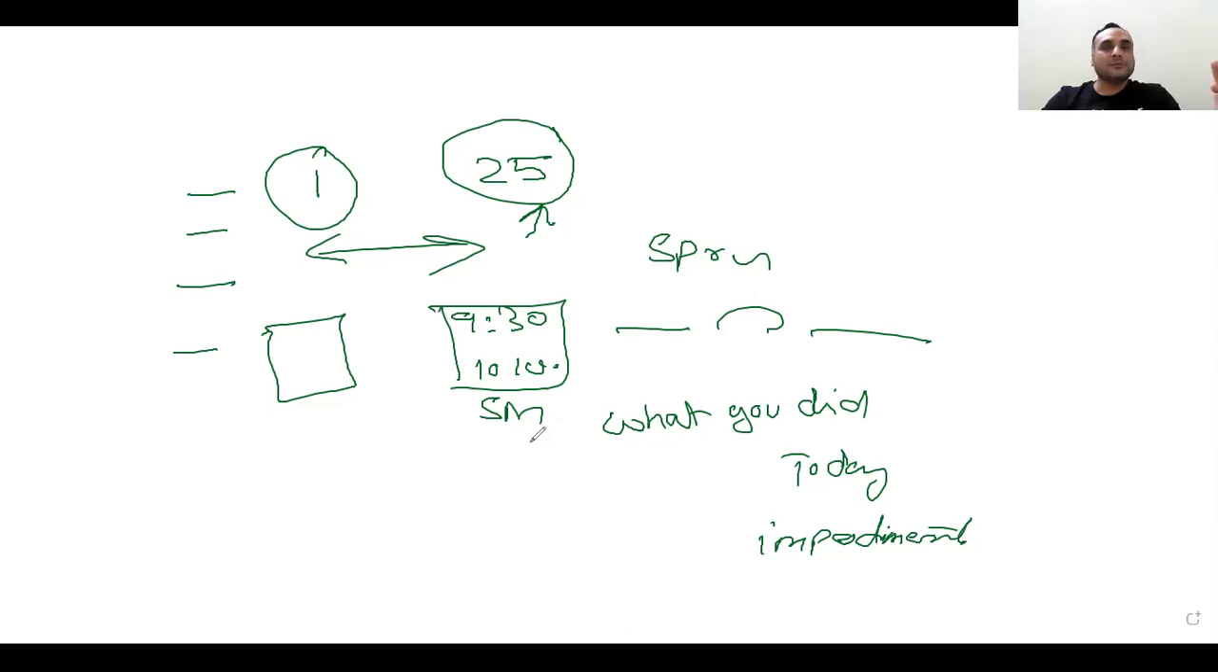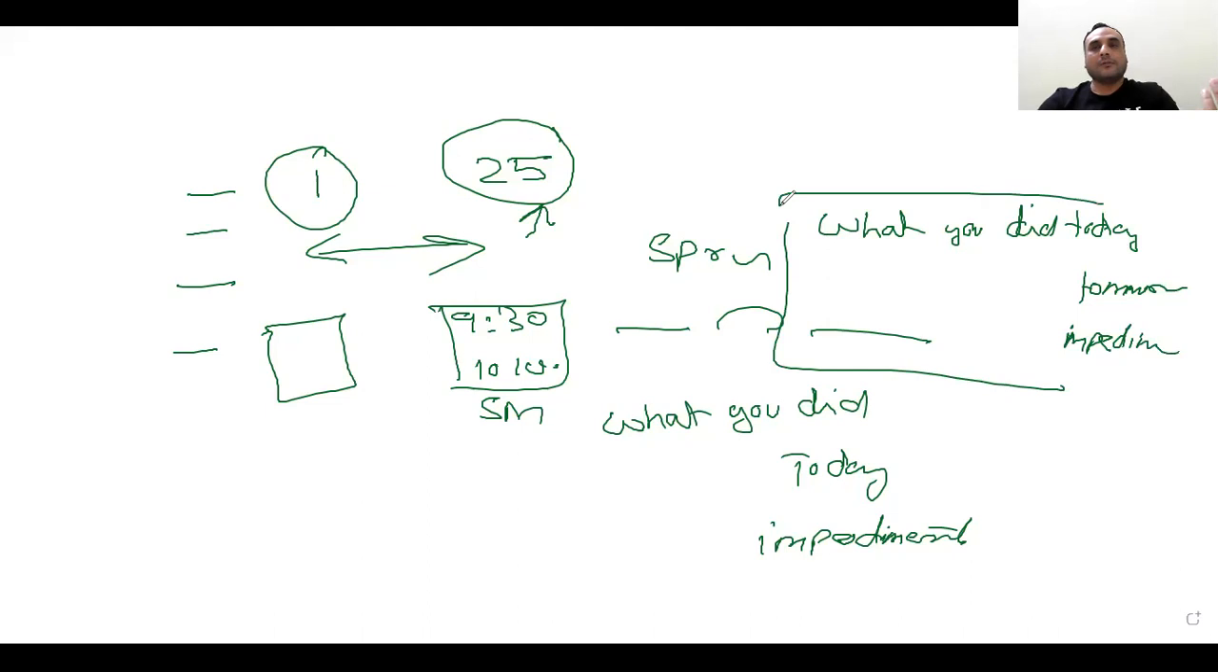Every day I will ask you what you did today and what you will do tomorrow. I will change my questions: what you did today, what you will do tomorrow, and what are your impediments. Impediments means confusions. 3 questions I will ask every one of you in the group.